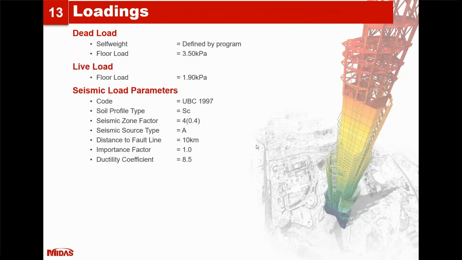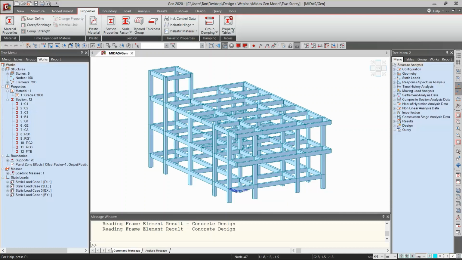Also, here are the loads that we use in the model. For the dead loads, we have the self-weight and the floor load. Also for live load, we have the floor load as well, and then the seismic load parameters that we use in the model. So here's the sample Midas Gen model that we are going to use in Design Plus. And as you can see, it already has the material and section properties as well as the loadings.